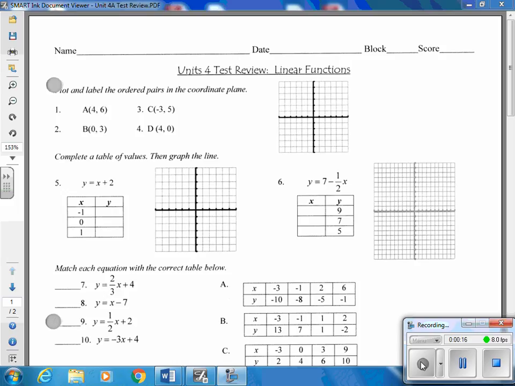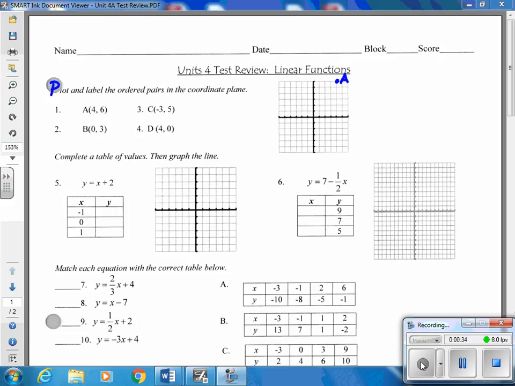All right, so for numbers 1 through 4, you are going to plot, that's what that whole says right there, and label the ordered pairs in the coordinate plane. Because it says plot, you do not connect them. So you're literally just showing me that you know how to graph a dot on the coordinate plane. So for 4, 6, we're going to start at the origin, go right 4 and up 6.